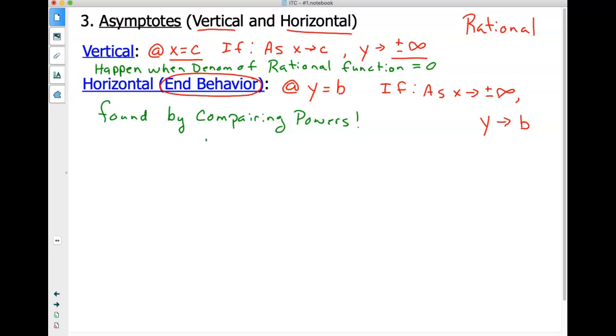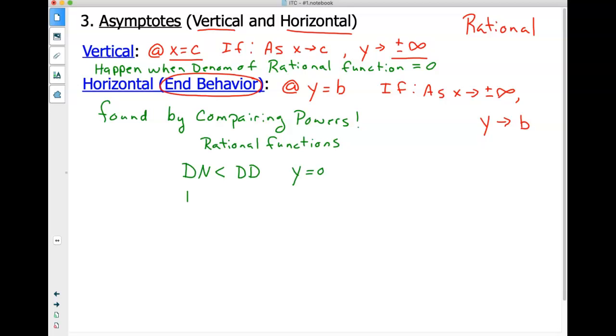Well, in rational functions, what we did was compare the biggest power of x in the numerator and the biggest power of x in the denominator. If the degree of the top was smaller than the degree of the denominator, we found the horizontal asymptote was always at y equals 0.